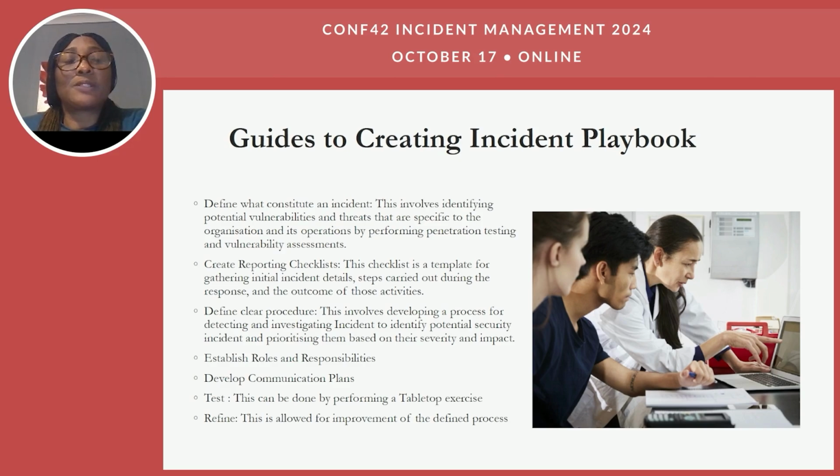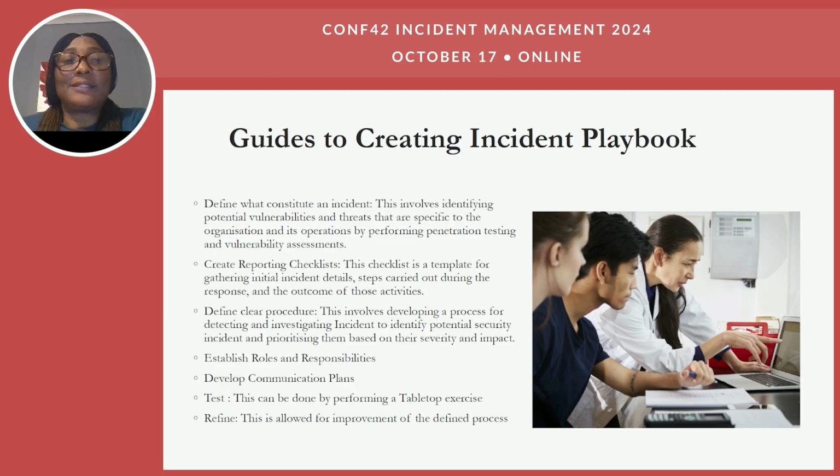And we have create reporting checklists. I would like to also mention before I go to create reporting checklist that this test actually helps them to determine the severity as well as also be able to define the priorities, because identifying those vulnerabilities within the environment will help them to be able to have a proper categorization as well as prioritizing those incidents based on their severity and impact on their businesses. I move on to the create reporting checklist.